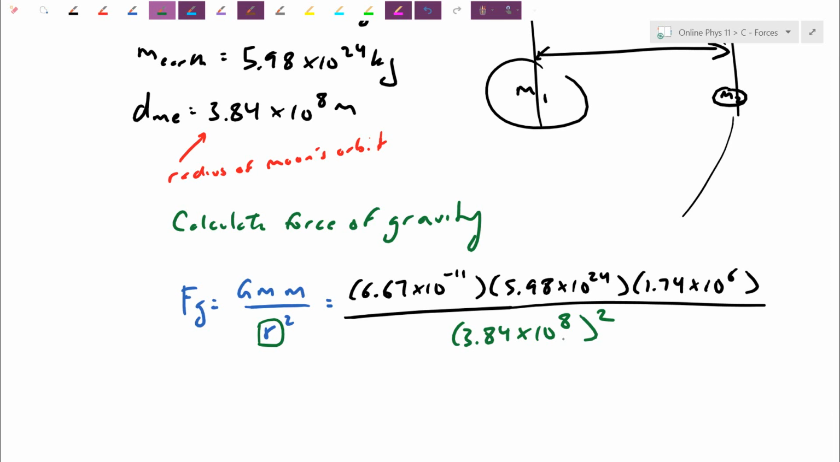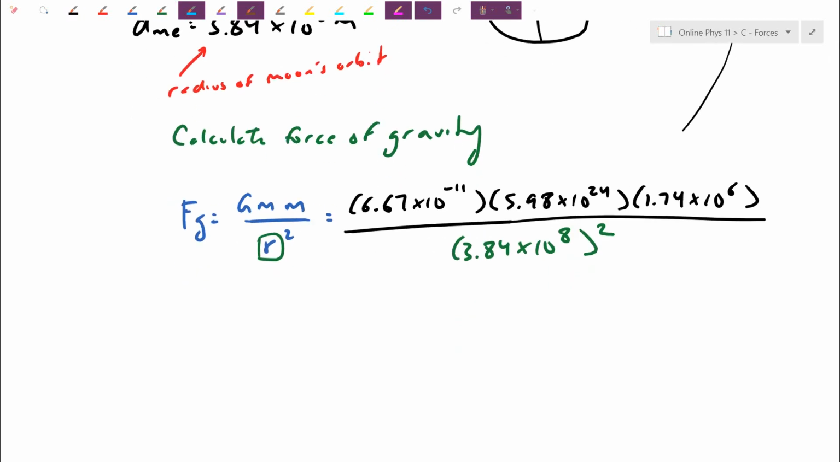So try typing this in for yourself here. Make sure you're able to get the calculator to get this number for you. 6.67 e negative 11 times 5.98 e24 times 1.74 e6 divided by 3.84 e8, and I'm just going to press that equal symbol twice, divide that, basically is r squared. You should be getting 4706, so that's just right here, 4,700 newtons.